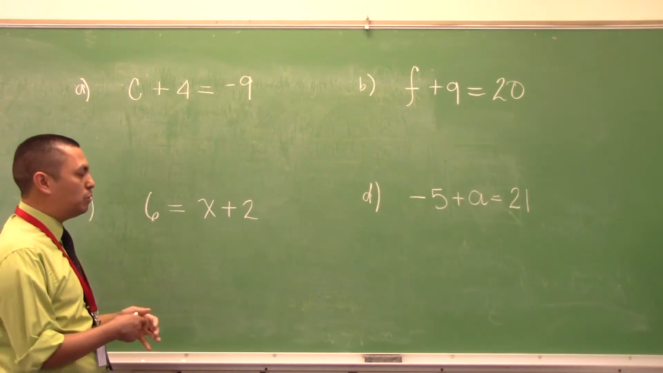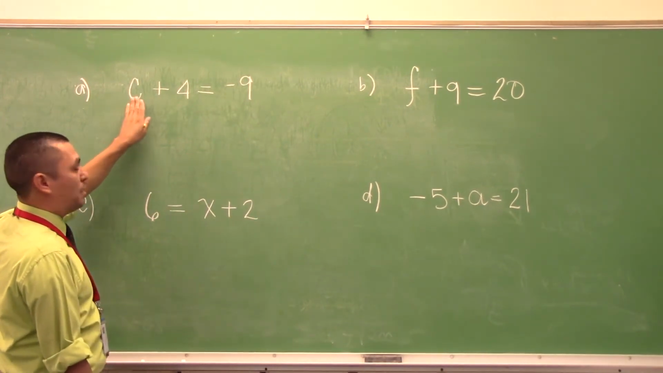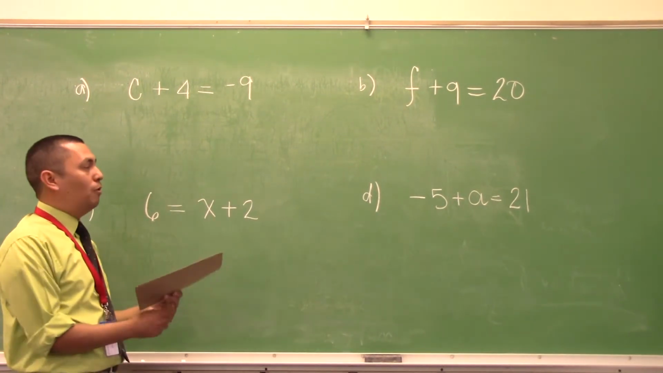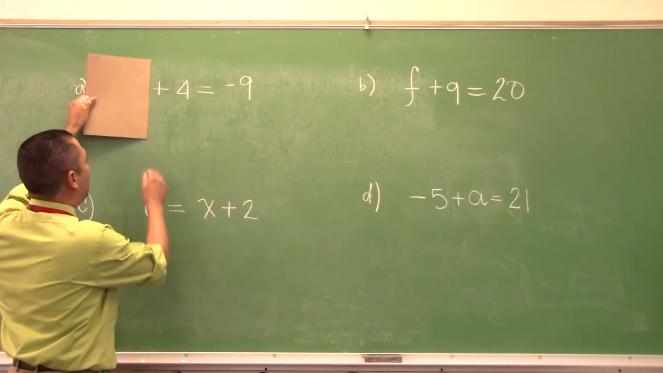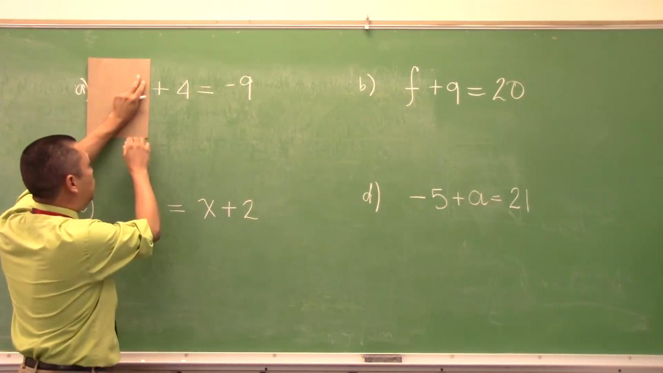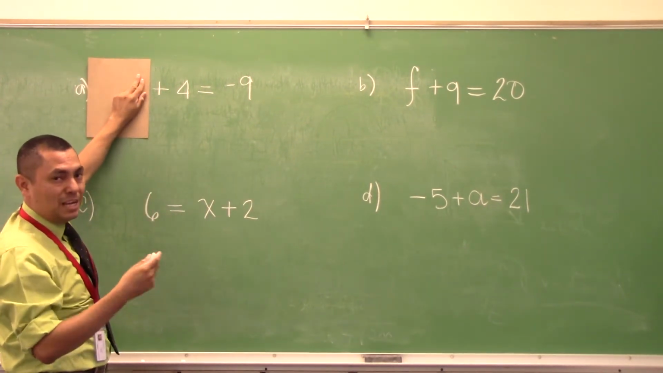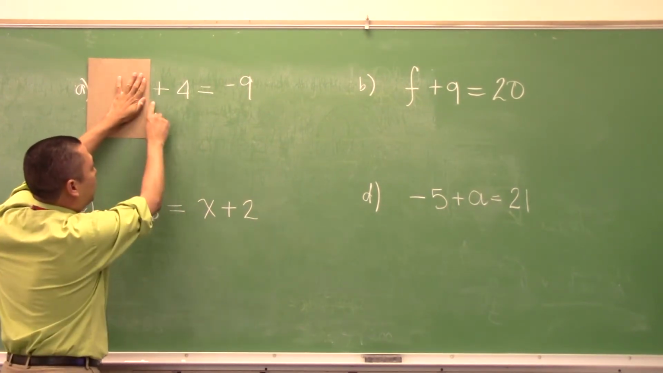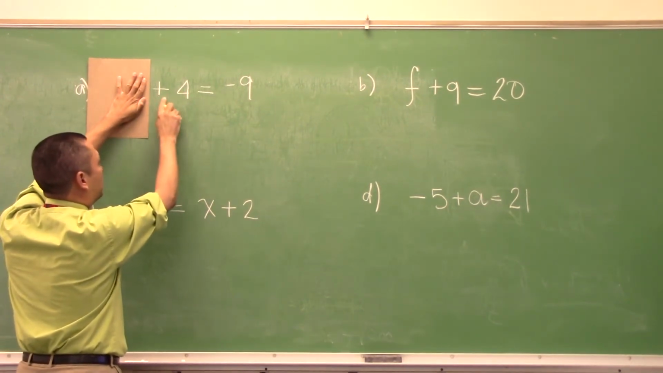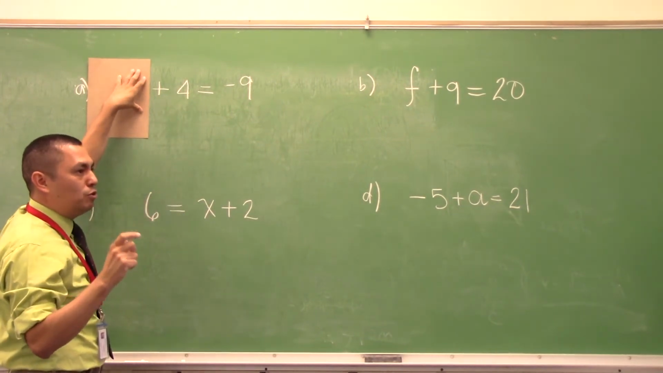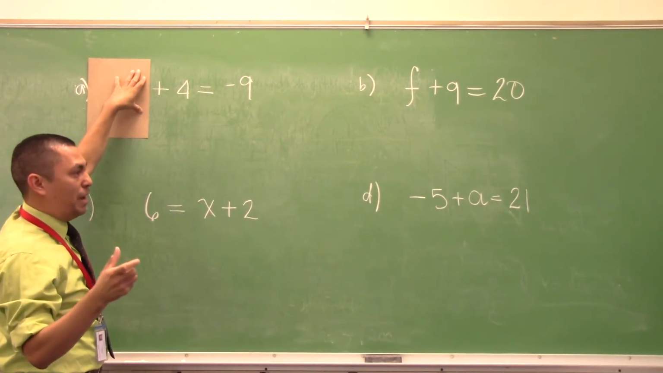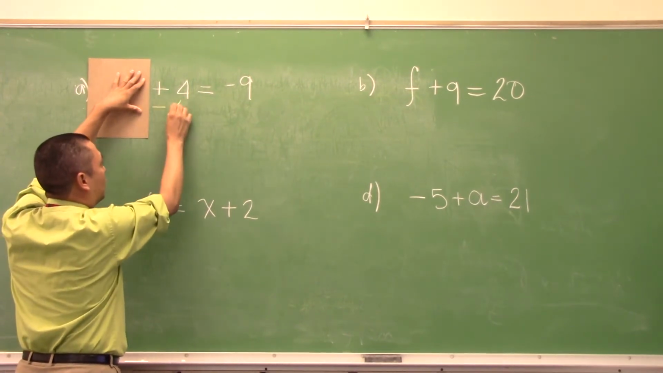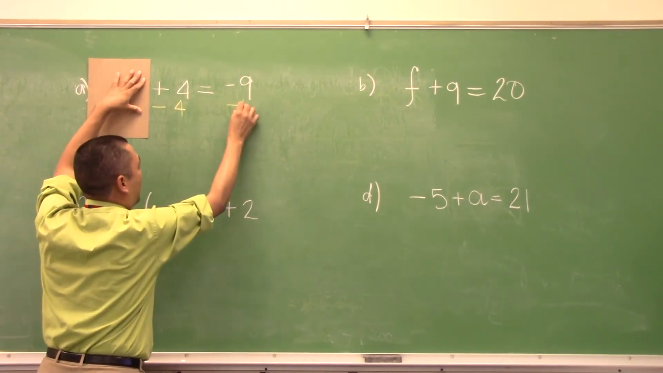In today's class, we talked about isolating the variable. And we mentioned that to isolate the variable is to leave it alone. So I just cover the variable. In this case, it's c. And then I look at the operation that I have here. It's plus 4, so I'm going to use the inverse of that operation. If I have addition, I'm going to use subtraction. So minus 4, minus 4.